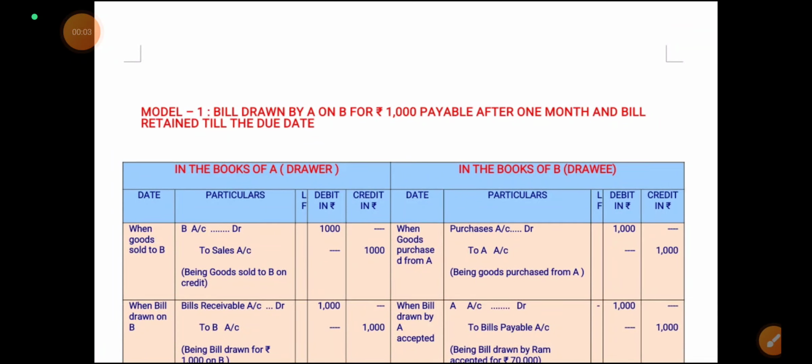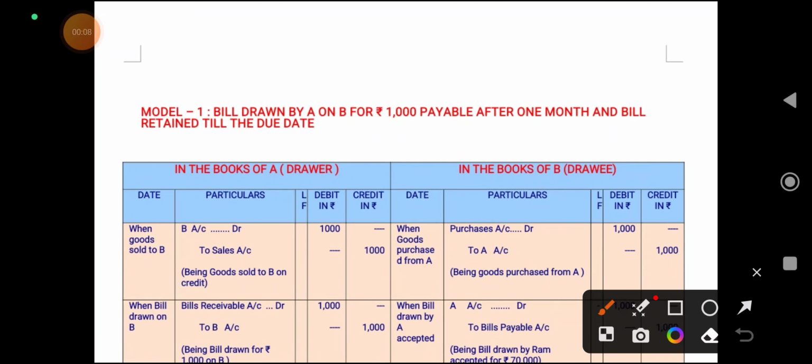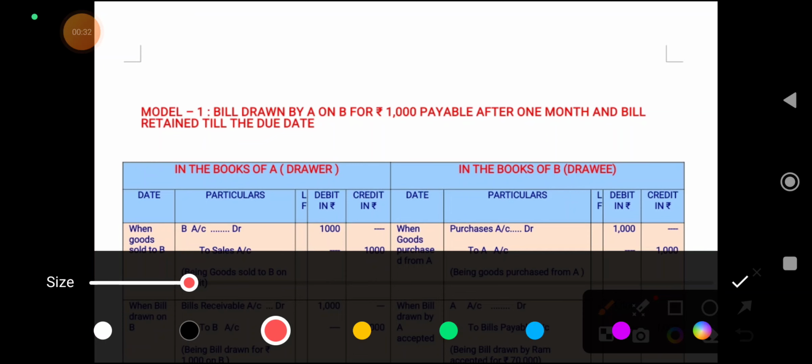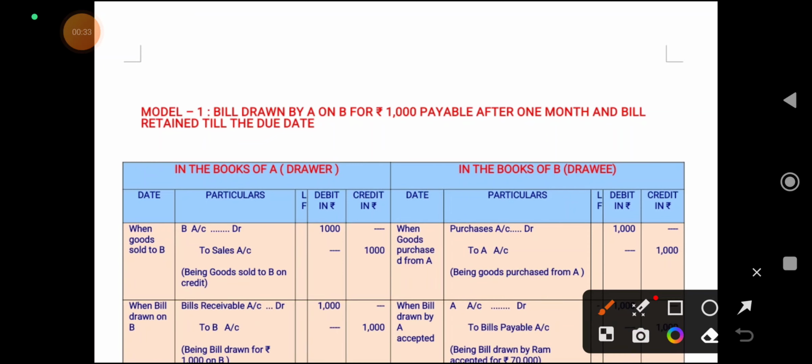Here I'm with a new video relating to bills of exchange, and in this video we are going to discuss when a bill is retained by the drawer until the due date, and in various situations what will be the general entries in the books of drawer as well as drawee. So, bills of exchange model 1 we are going to discuss.